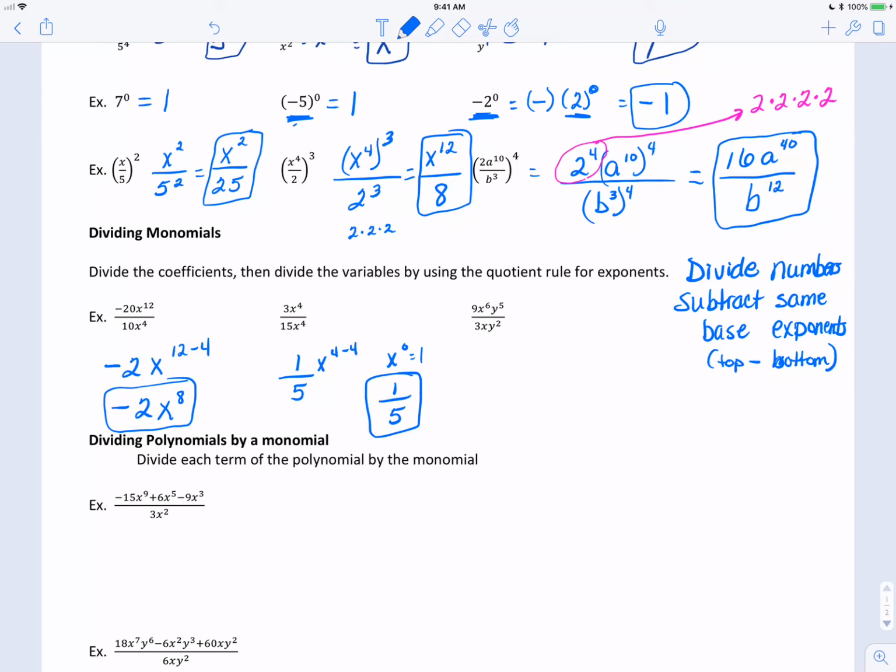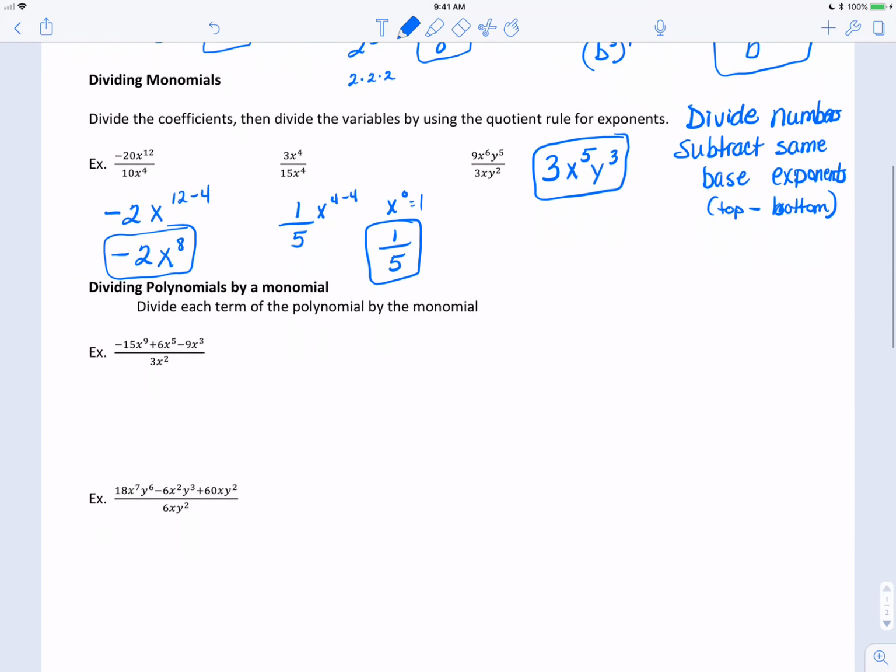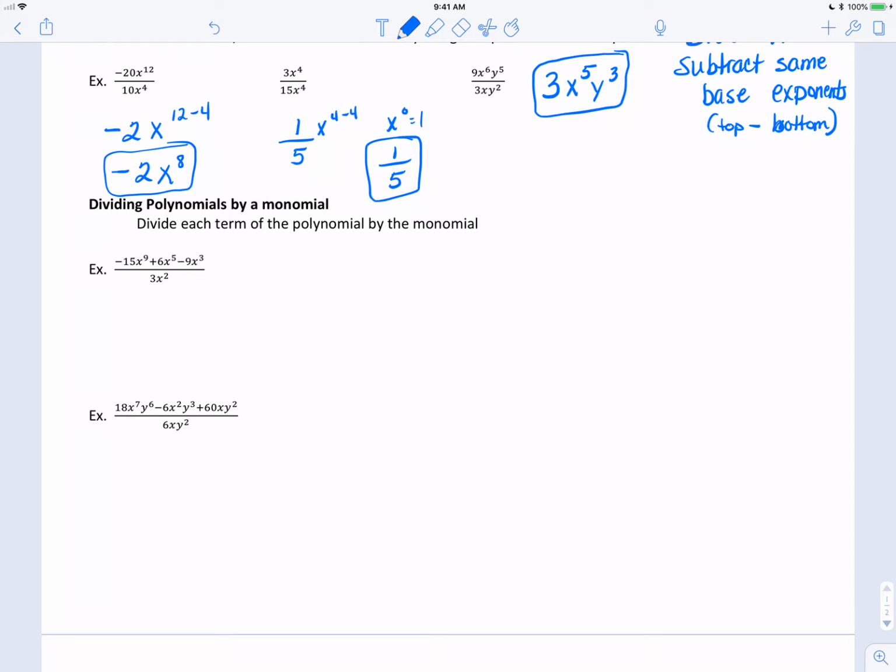Okay, now 9 divided by 3. Well, that is 3. X to the 6th divided by x is x to the 6th minus 1, so x to the 5th. Y to the 5th divided by y squared is 5 minus 2, so that gives us y cubed. Final answer.